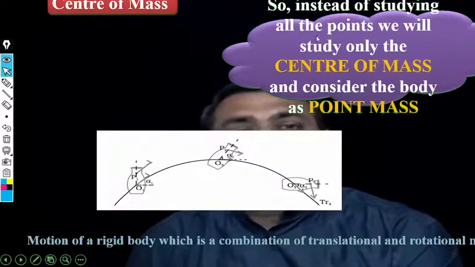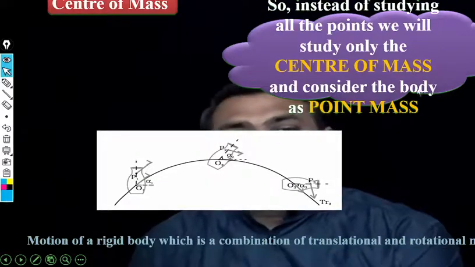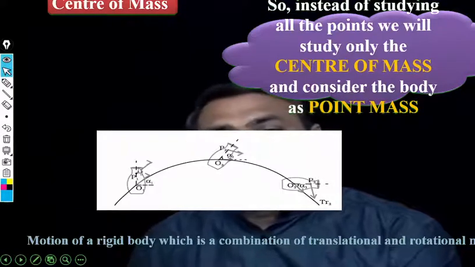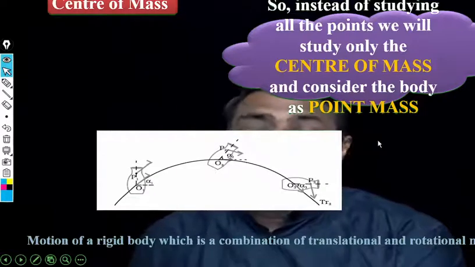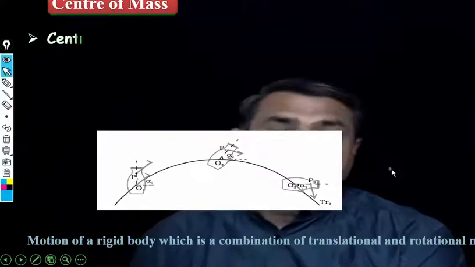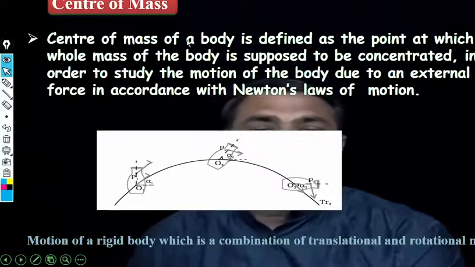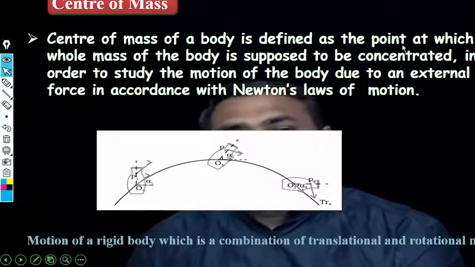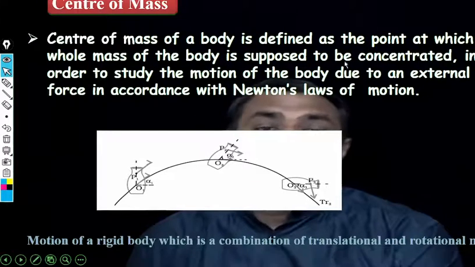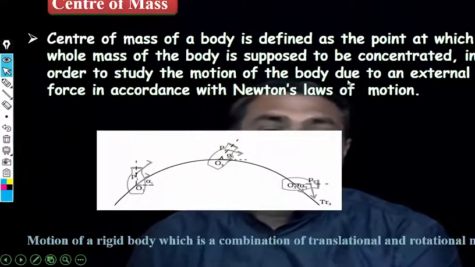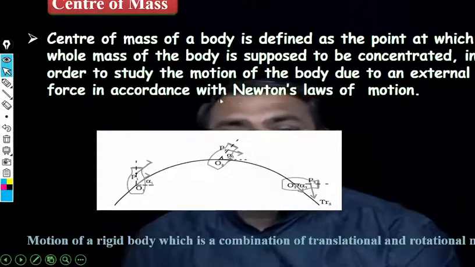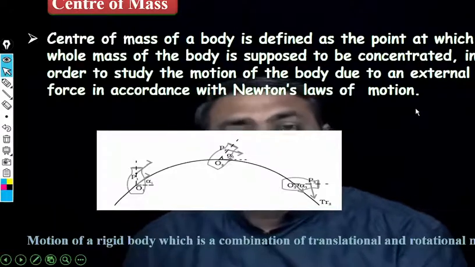So instead of studying all the points, we will study only the center of mass and consider the body as a point mass. If the body is a point mass, now you can apply all of Newton's laws of motion. The center of mass of the body is defined as the point at which the whole mass of the body is supposed to be concentrated in order to study the motion of the body due to an external force in accordance with Newton's laws of motion.